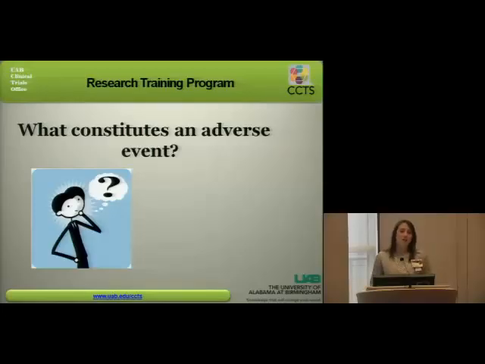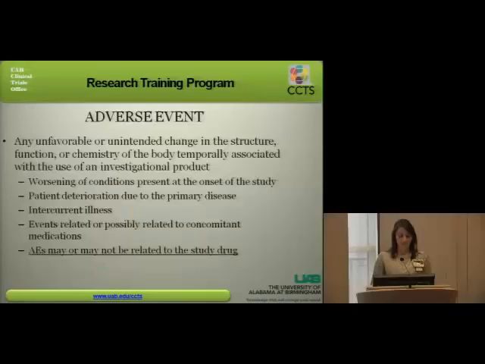So what constitutes an adverse event? An adverse event is any unfavorable or unintended change in the structure, function, or chemistry of the body temporarily associated with the use of an investigational product. Some examples are worsening of conditions present at the onset of the study, patient deterioration due to the primary disease, intercurrent illness, events related or possibly related to the concomitant medications, and AEs, again, may or may not be related to the study drug.